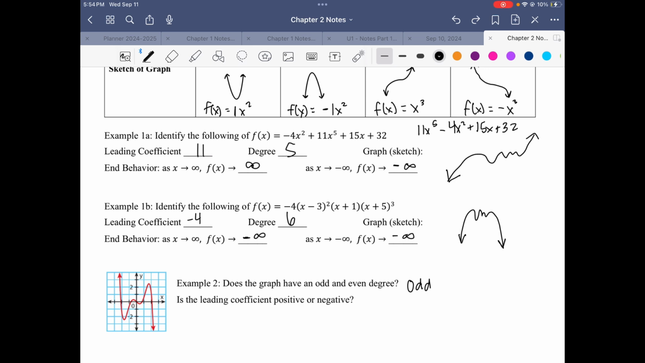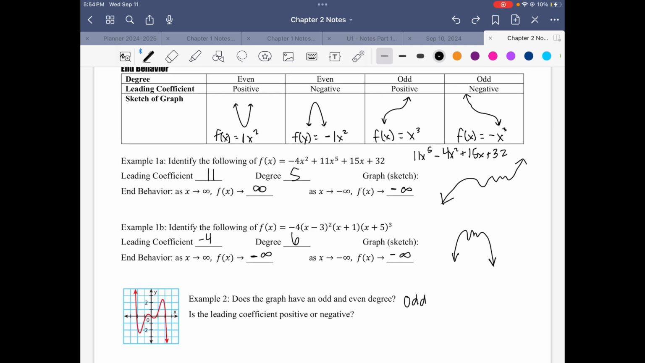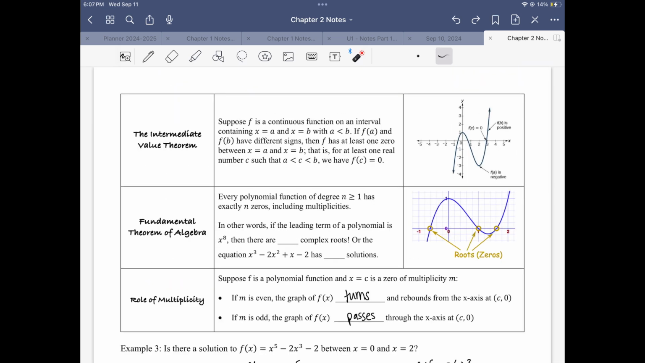The next question is, is the leading coefficient positive or negative? So which side is going up or down now tells us this one. Because it's going up on the left and down on the right, that is what tells us that this one has a negative coefficient, just like negative x to the third would have.